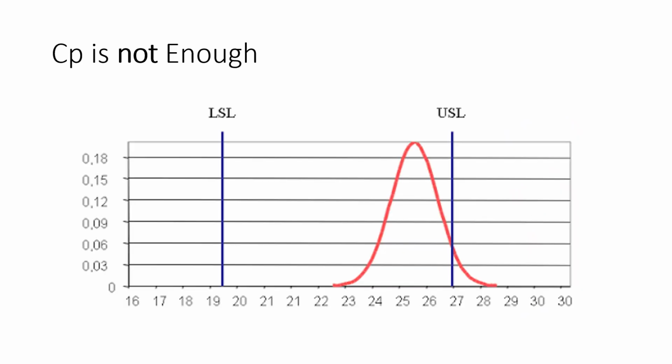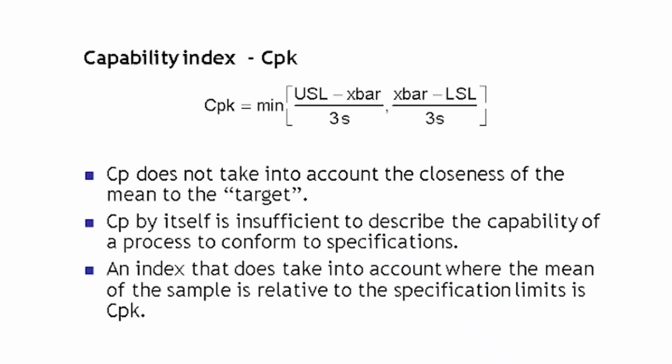Here, we have a good CP value, small dispersion, and still produce many defects, because the process mean is not in the center of the spec range. We need another capability metric to take this into account. CPK considers the position of the distribution mean with respect to the spec limits. It calculates the distance from the mean to its nearest spec limit divided by 3 times sigma.